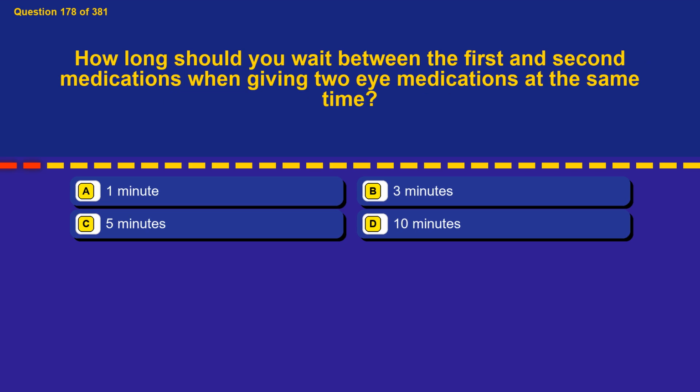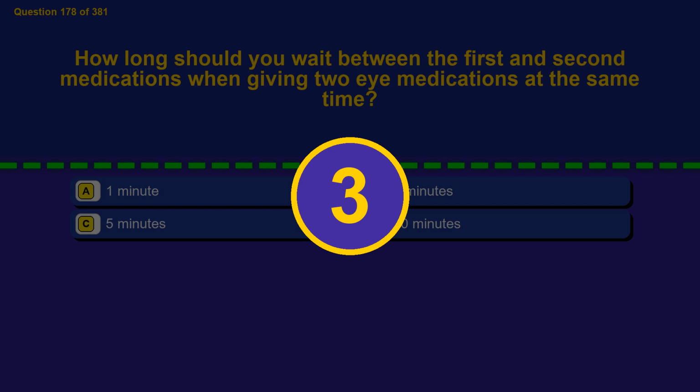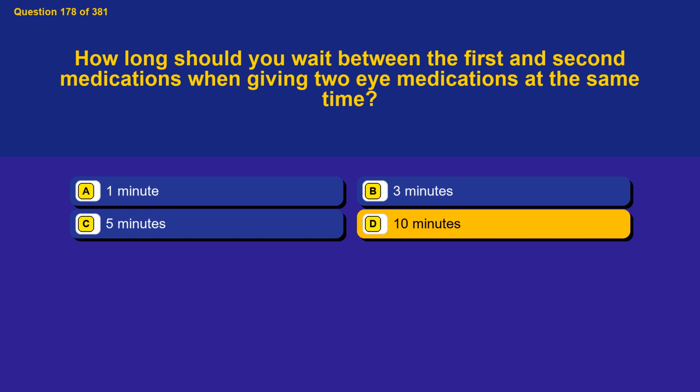Question 178. How long should you wait between the first and second medications when giving two eye medications at the same time? Option A, 1 minute. Option B, 3 minutes. Option C, 5 minutes. Option D, 10 minutes. The correct answer is option D, 10 minutes.